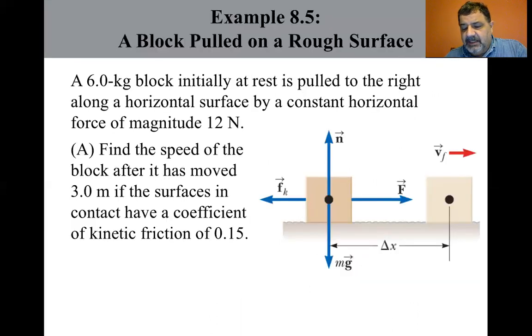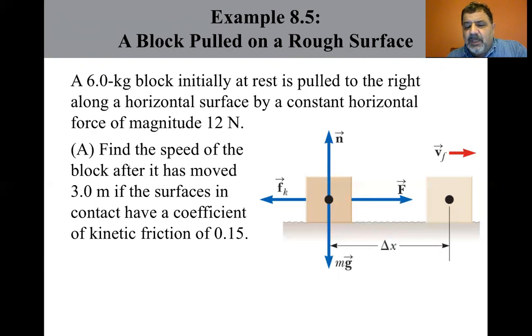Okay, let's look at an example. A 6-kilogram block initially at rest is pulled to the right along a horizontal surface by a constant horizontal force of magnitude 12 newtons. Part A, find the speed of the block after it is moved 3 meters if the surfaces in contact have a coefficient of kinetic friction of 0.15.